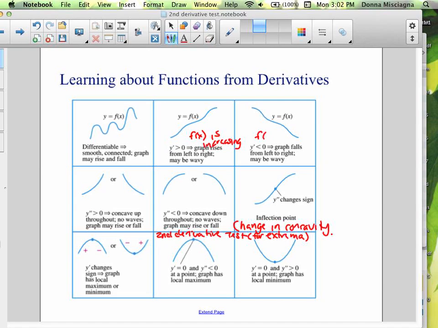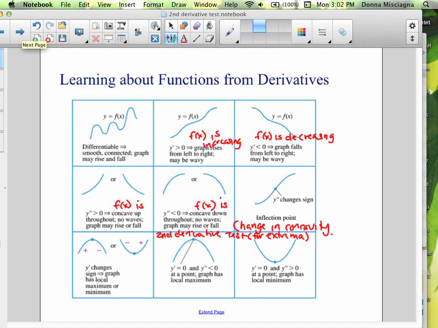Here, f of x is decreasing. The function's going to increase where the first derivative is positive. It's going to decrease where the first derivative is negative. If the second derivative is positive, it's concave up. And when it says concave up, it means that f of x is concave up. If the second derivative is negative, then our function is concave down.